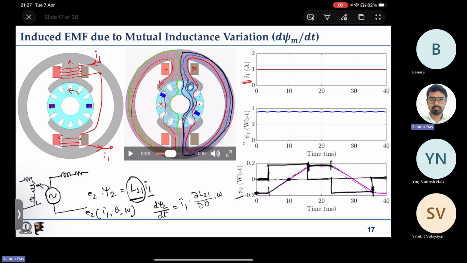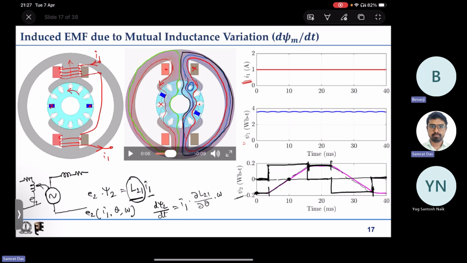Is there any question on this? Sir, how will we get this analytically? You have simulation, you can, but is there any way, sir, to get the flux linkage in the second coil? How is it possible to get? So if you have the flux density distribution, if you assume the flux density, I have to discuss.